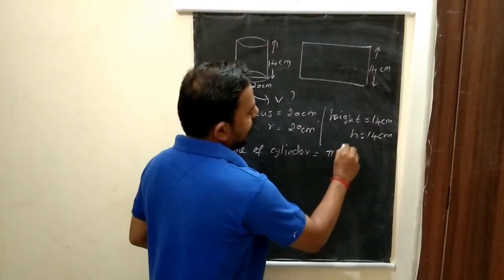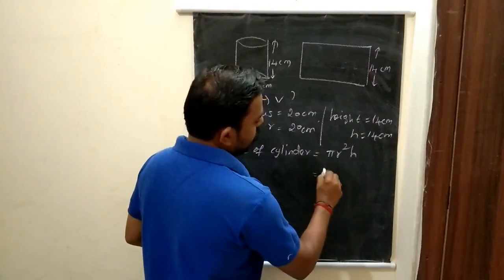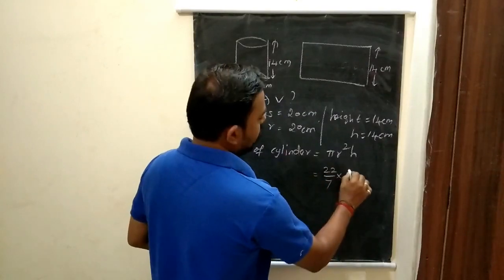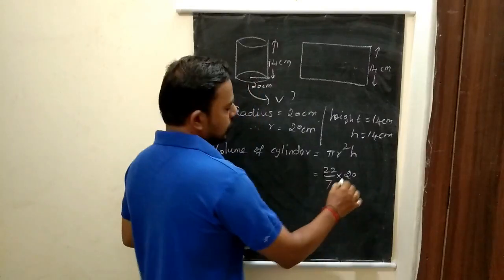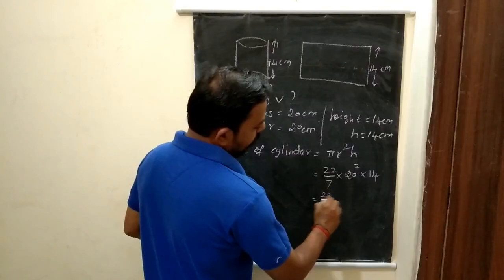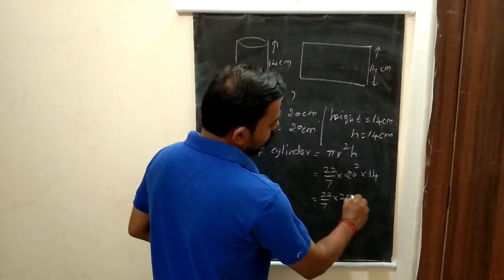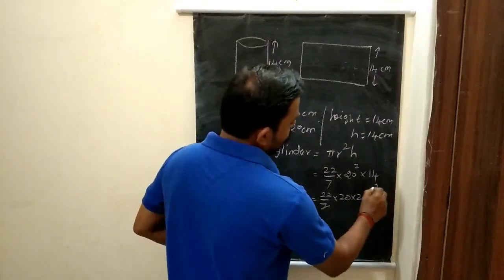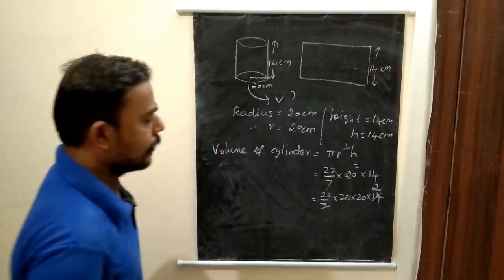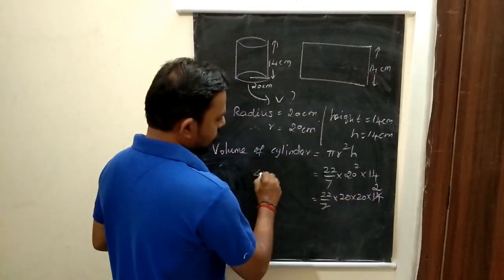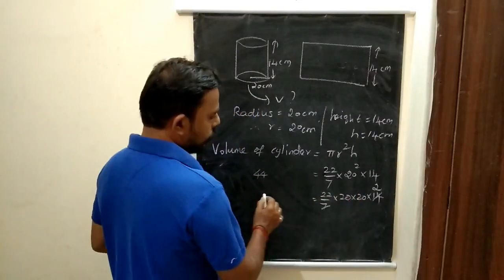Already we know the volume is pi r squared h. So pi value is 22 divided by 7, r value is 20, squared, into h 14. So 22 divided by 7 into 20 into 20 into 14. Two 7s are 14. So 22 into 4 is 88... 2 2s are 4. So 400.